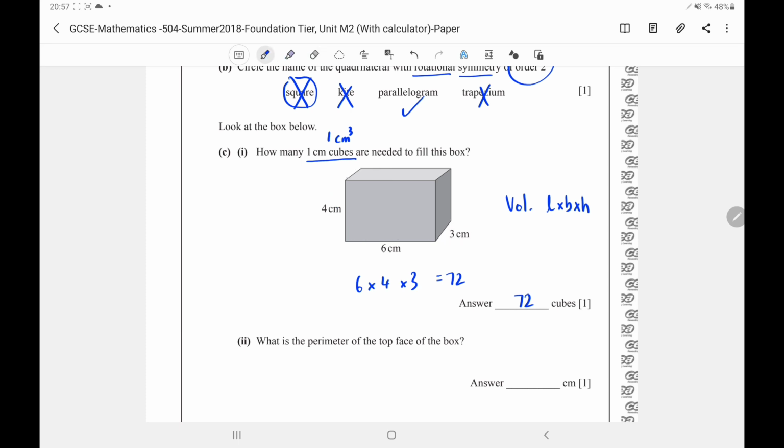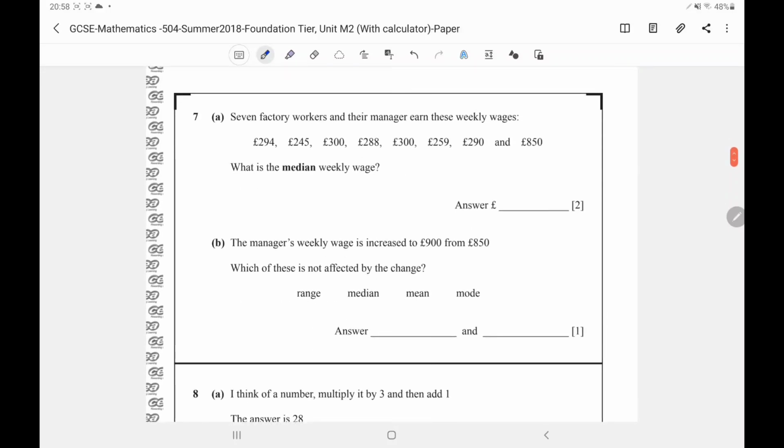And then the perimeter of the top of the box. So the top of the box is here. That length there is 3, because that's how deep the box is. This length is 6. And then we have 3 again here, and 6 there. So when you do 3 and 6, and 3 and 6, you get 18 centimeters.